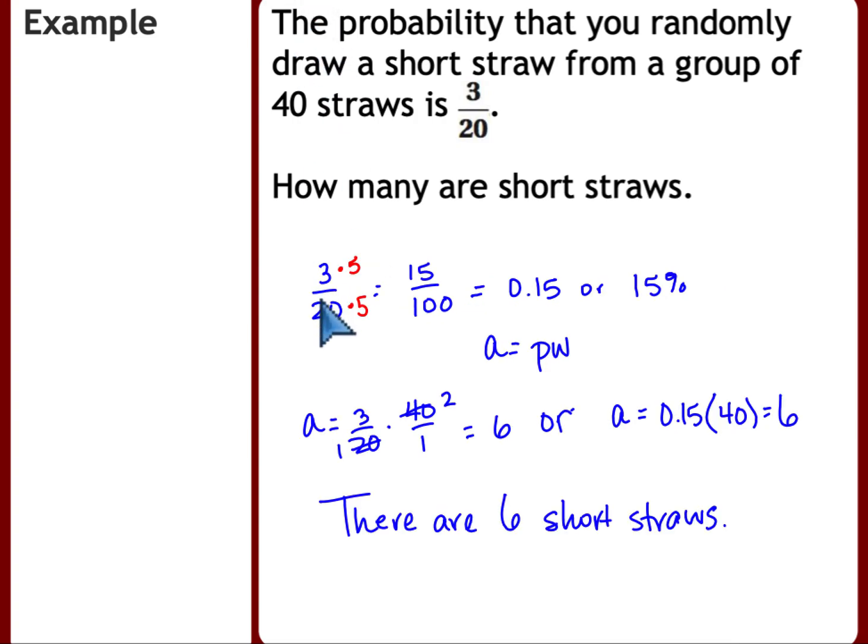Let's look at a percent equation. So if you wanted to, you could take 3/20ths, and you can change that to a percent, which is 15/100ths or 15%, and then use the percent equation. So on the left here, I wrote the percent equation, keeping the percent as 3/20ths. So A equals 3/20ths times 40, which gives us 6. Or if I use 15/100ths instead, the part is equal to 15/100ths times 40, which again is 6. So there are 6 short straws. So you can use the proportion or equation. It's totally up to you.